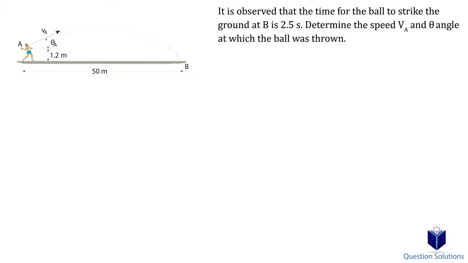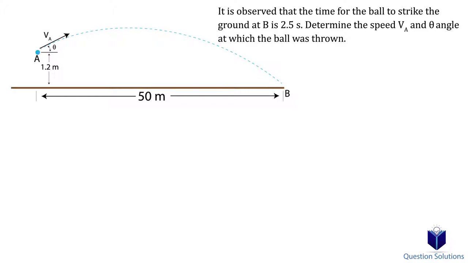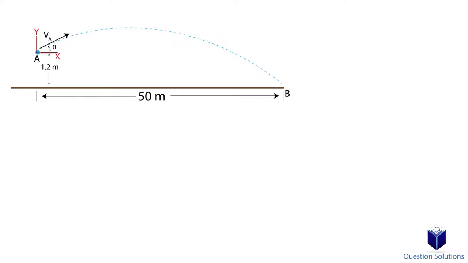Let's make the image a bit simpler by getting rid of the person throwing the ball and drawing our coordinate system at the location where the ball will be thrown from, which is point A. Now, we can write down what we know.